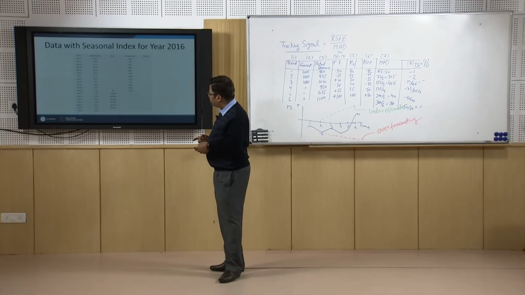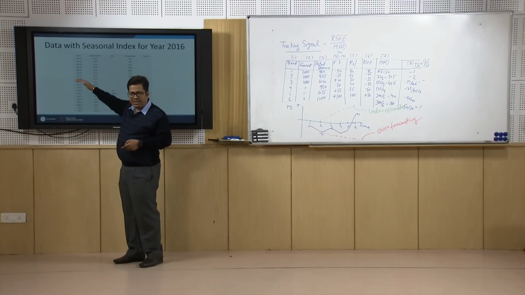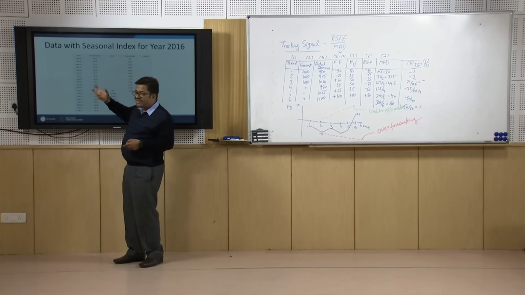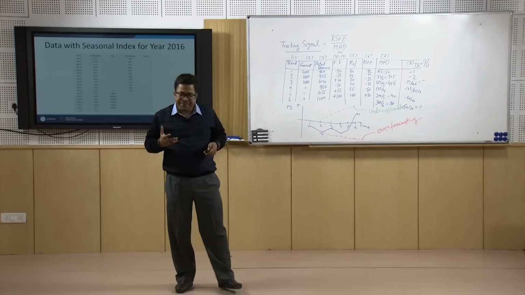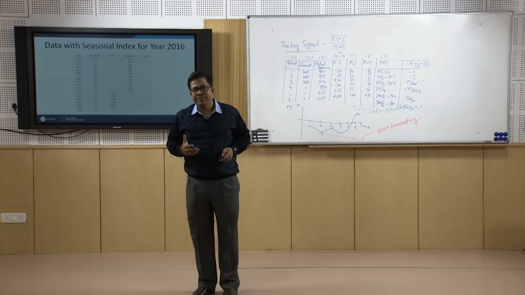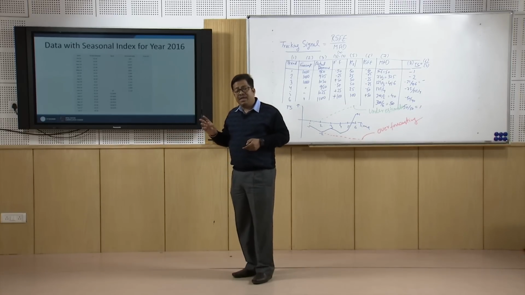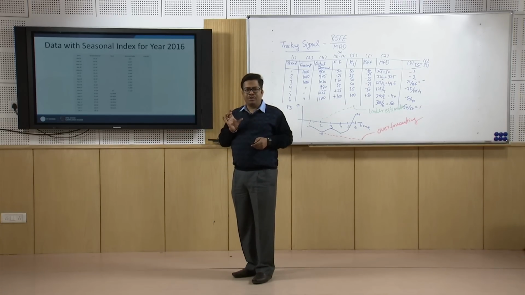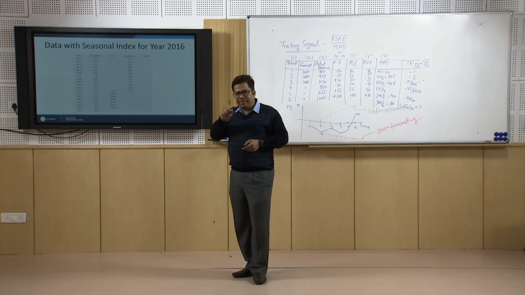In this data, you have monthly data for 2016, so you have the demand data available for each month. In this case, the period of seasonality, since monthly data is given, is 12. Sometimes you have quarterly data available to you. In that case, the period of seasonality L will be 4. If you have half yearly data available to you, the period of seasonality is 2, so L will be 2.